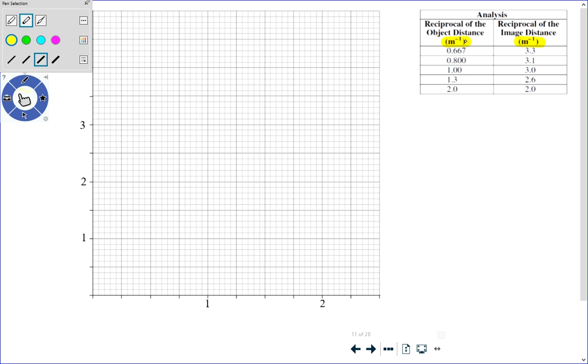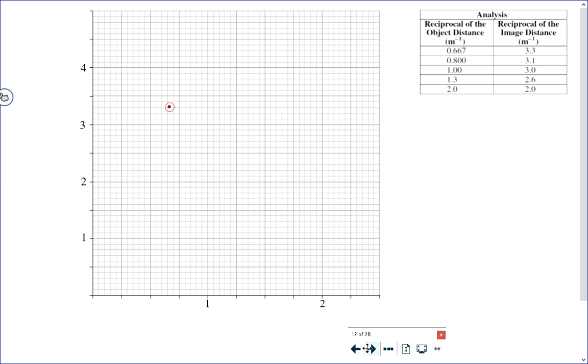So now what you're going to do is populate this graph with the data. So if you were to plot 0.667, 3.3, you would get a data point. And I'm not sure if I've talked about this before or not, but when you plot a data point, you should put a dot where the data point is and then put a circle around it. You don't need a big, thick dot like I've drawn. It should be visible, but then circle it. And we can plot 0.8, 3.1.